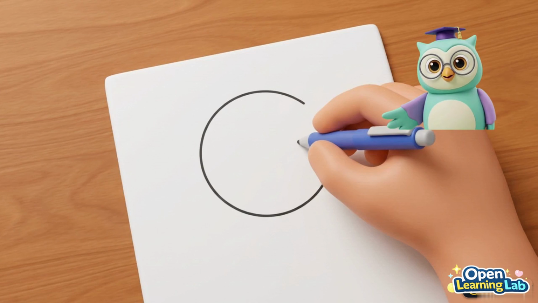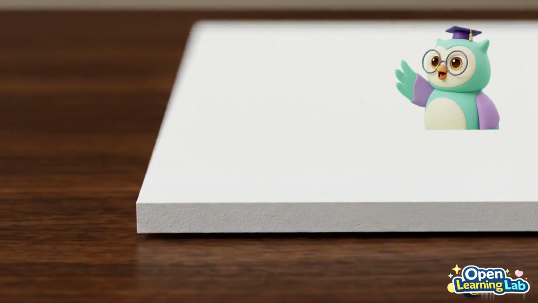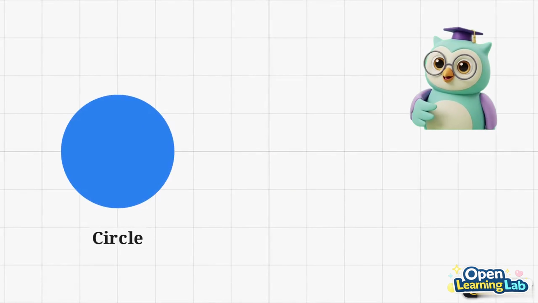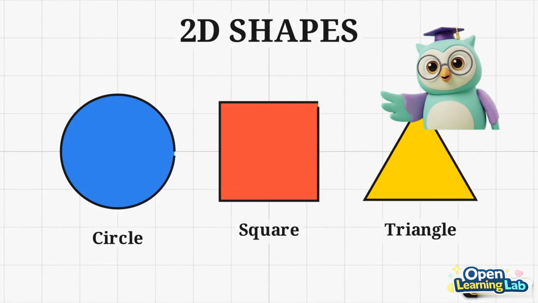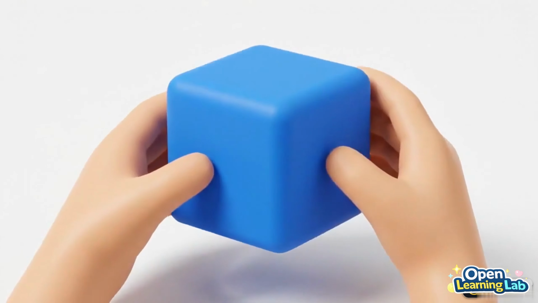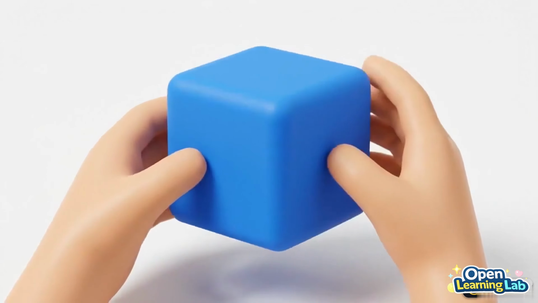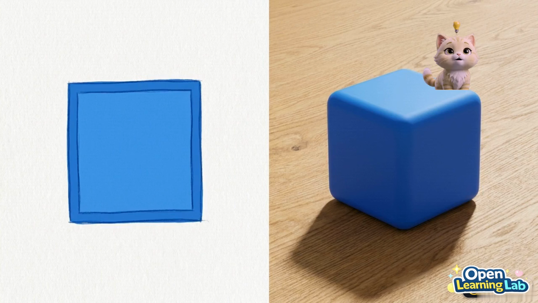They are flat. They have no thickness, which means they can only exist on a surface like a piece of paper or a screen. Circles, squares, and triangles are all 2D. You can draw them, but you can't reach inside the paper and grab them. 3D shapes are solid. They take up physical space, meaning they have a front, a back, and sides you can actually hold. If you need to remember the difference, just think: 2D is a drawing, and 3D is something you can pick up.